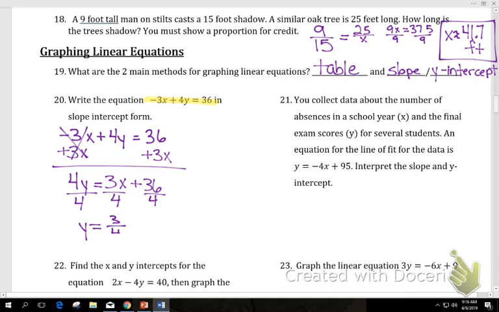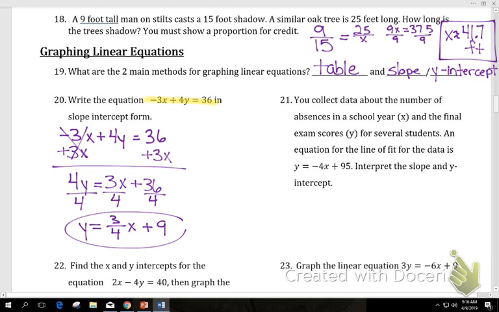Now, let me ask you this. Do I need to leave my fraction as a fraction, or can I change it to a decimal? You can, but it's better as that so you can graph it. Okay, so yes and no. Technically 3/4 is the same thing as 0.75. However, you lose your rise over your run, so you can't graph it.